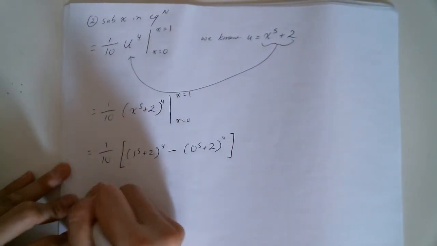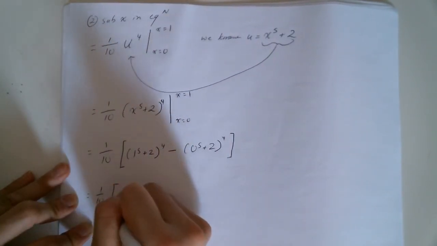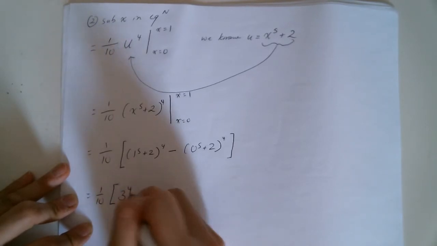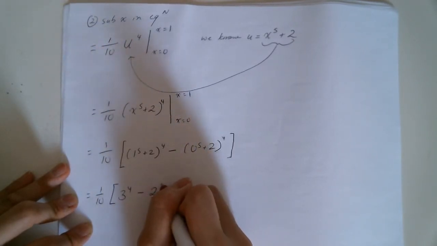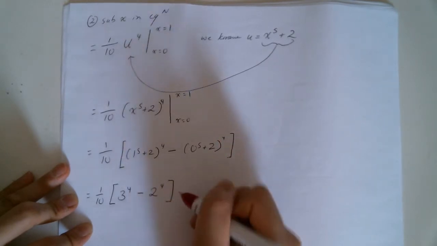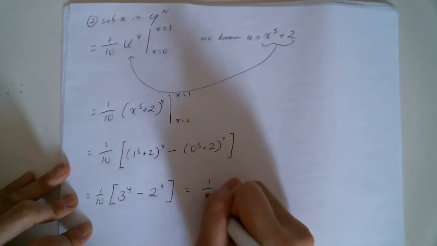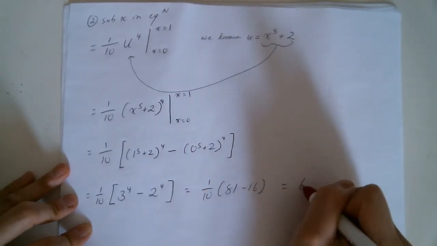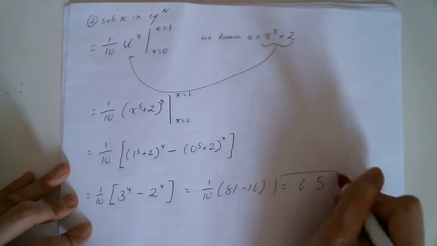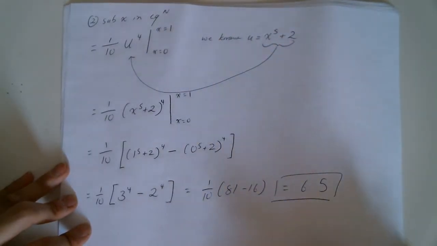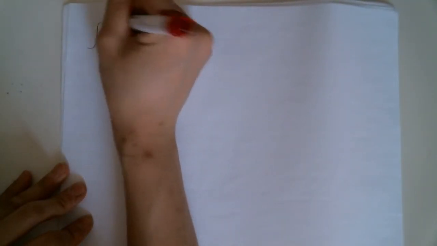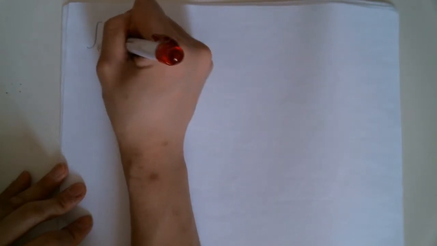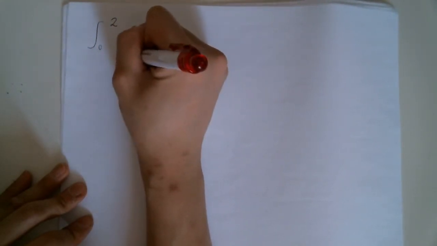So we just nicely substitute our numbers in for x, and we subtract the lower from the upper. And once again, we're going to end up with 3 to the exponent of 4 minus 2 to the exponent of 4 times 1/10, which is still going to give you 6.5. So that's just a good indication that regardless of which method you use, you will get the correct answer. So it's really up to you at that point.